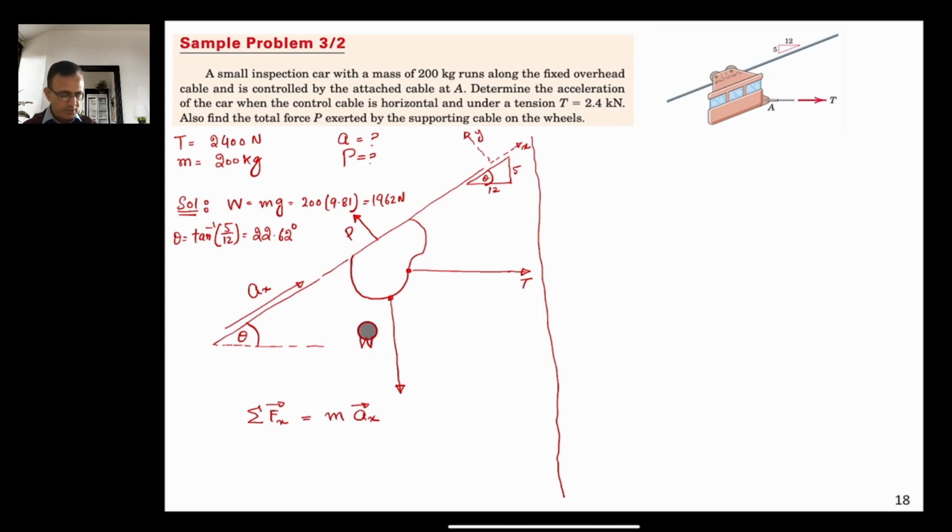Now we have these three forces: one is P, one is T, and one is W. Obviously P is in the y direction, so it has nothing to do with the x-axis. But we have W, which is neither in the x direction nor in the y direction; it's somewhere in the middle. Similarly, T is not in the x direction or the y direction; it's somewhere in the middle. So we will need to find the components of W and T in the x and y directions.